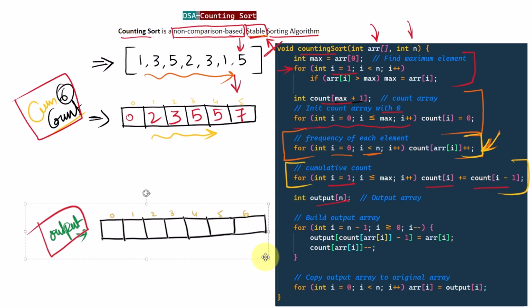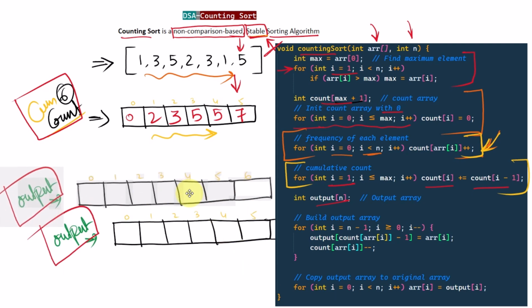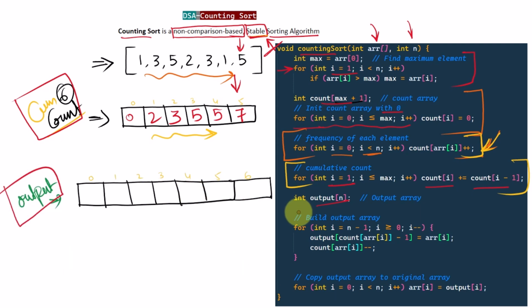After that we need to create this output array which will have the sorted output. To find the output we're going to run this for loop. The for loop will run from the last position of the original array and continue towards the beginning of the array. And in each iteration we're trying to figure out where these values should be put into our output array, and we're gonna decide that based on this cumulative count array.